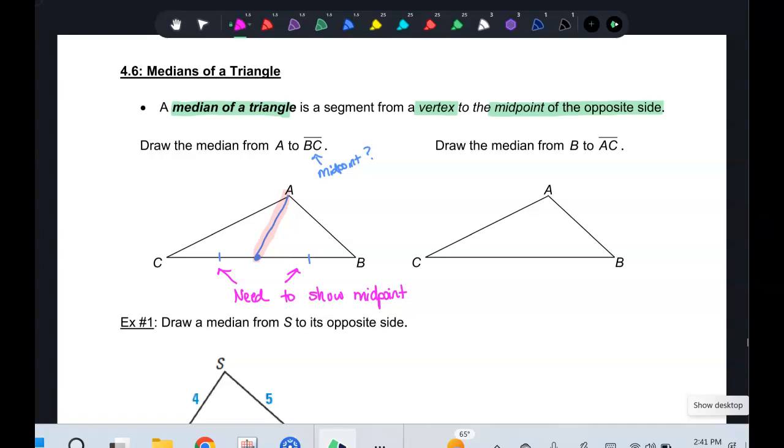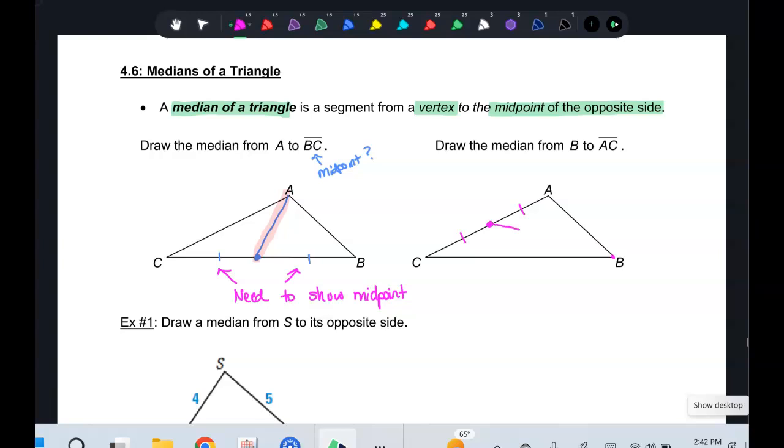Now we want to draw from B to AC. Is it two lines on that? Now AC, or CA, where would the midpoint go? It would be about here. So I'm going to put a point here, and then again, I have to put the little tick marks. And then I want to connect the dot to B.